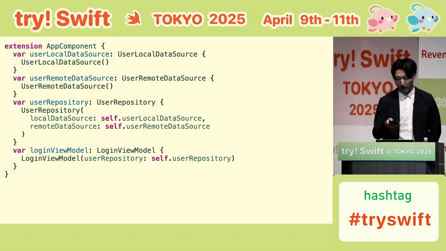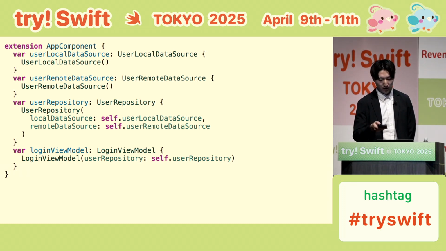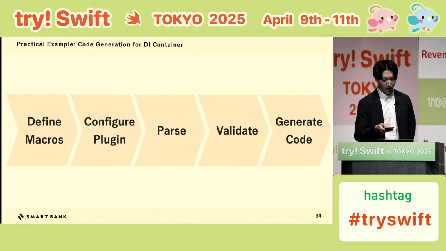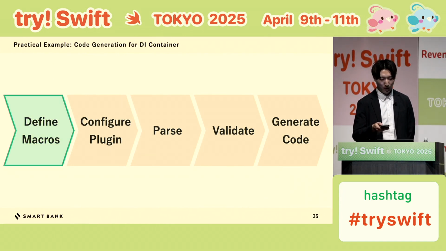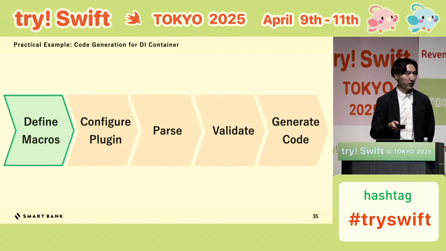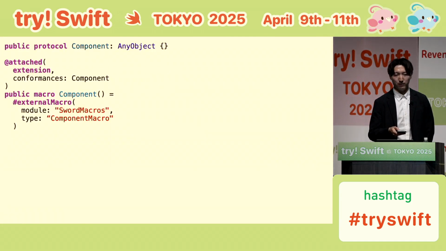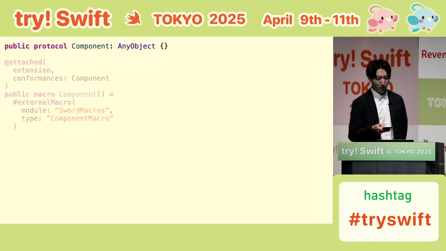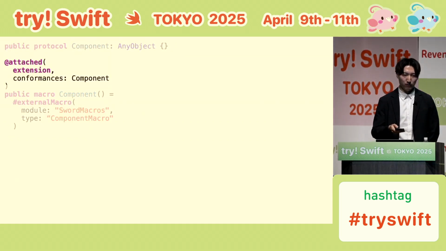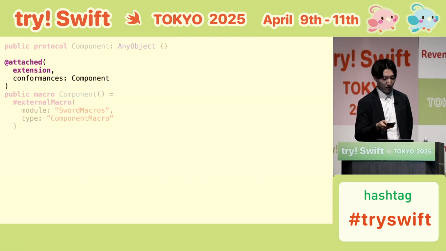Now, I'd like to walk you through how we can actually implement this code generation process. We'll go through 5 steps to implement. Let's start with the first step, define macros. First, let's implement the declaration for the component macro. We define a Component protocol, then declare an extension macro that ensures any class with @Component attached conforms to that protocol.